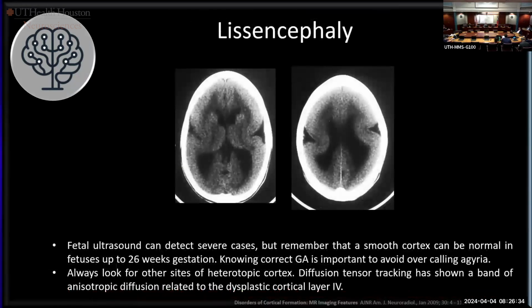know this. This is from one of our papers in the American Journal of Radiology, just to show you that in fetal ultrasound, you can detect severe cases, but a smooth cortex can be normal in fetuses up to 26 weeks of gestation. So when you have very, very early babies, you could see this, and you're going to call that Schizencephaly. It is not. And so you have to be extremely careful with the gestation rate.